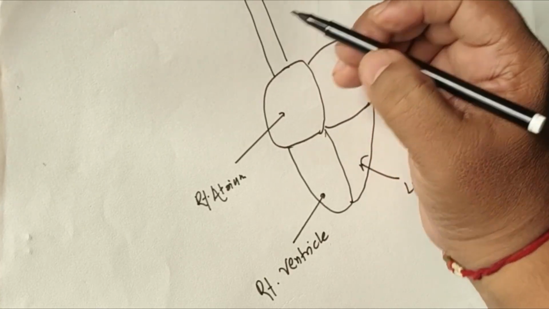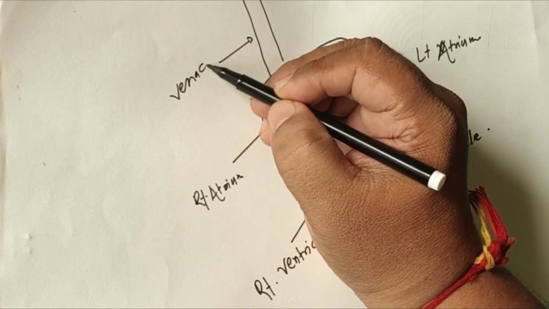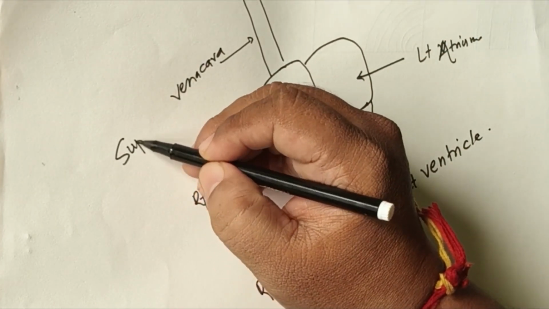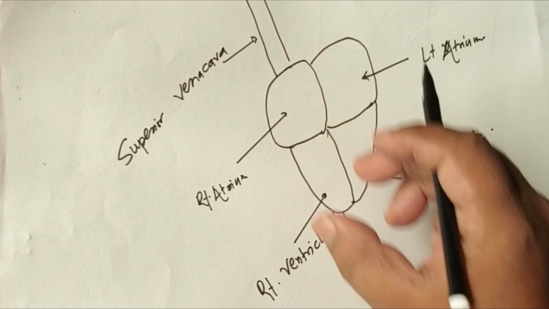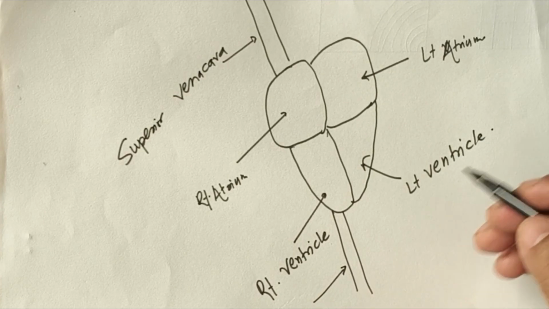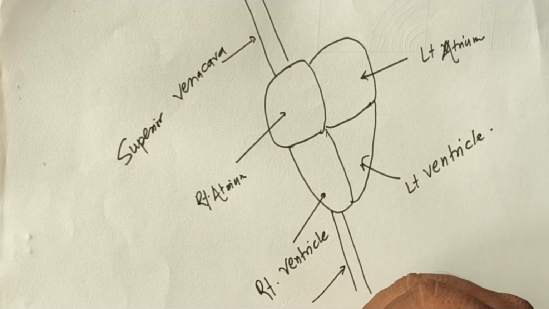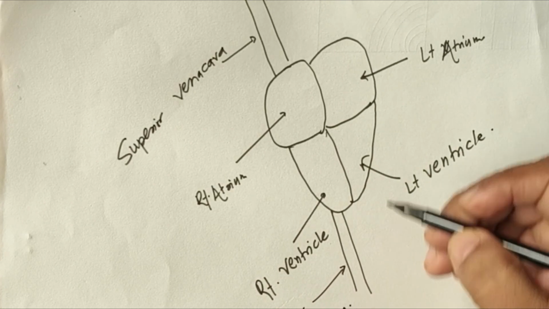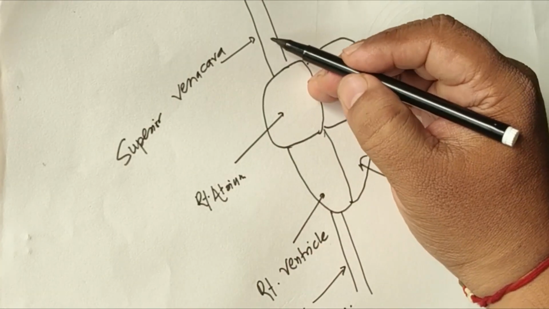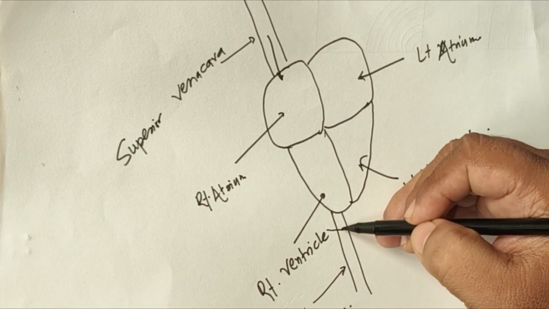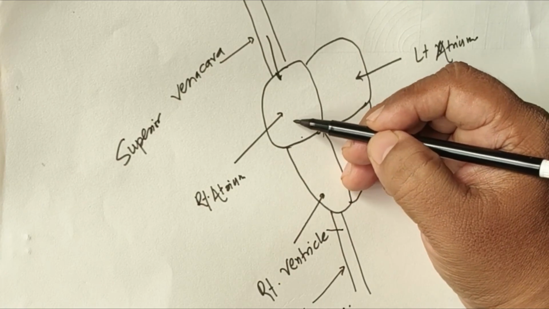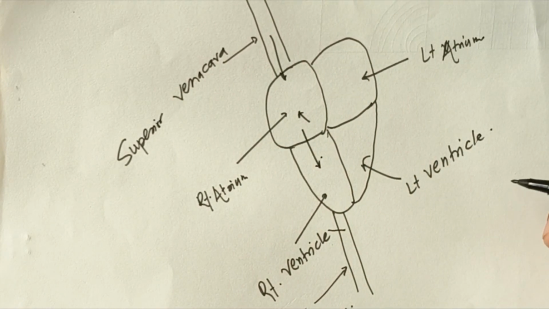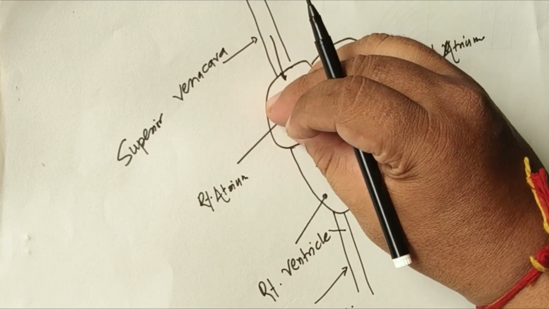Now the two big veins, the vena cavas: one coming from the superior part, known as the superior vena cava, which brings the blood from the upper part of our body, and the other the inferior vena cava, bringing the blood from the lower part of the body. Both these branches open from the backward side into the right atrium. Now the blood from here comes into the right ventricle when this atrium contracts.